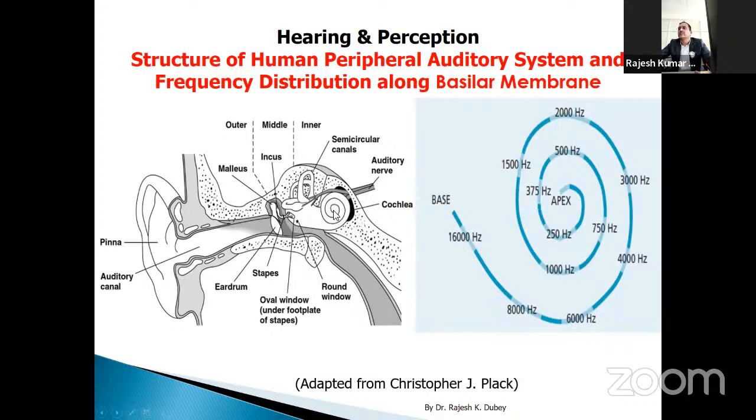This outer part is the base, this is the apex, and at different points, after processing, sound of different frequencies will be separated out like that. That means it is a frequency separator. From a DSP point of view, this can be implemented as a filter bank.